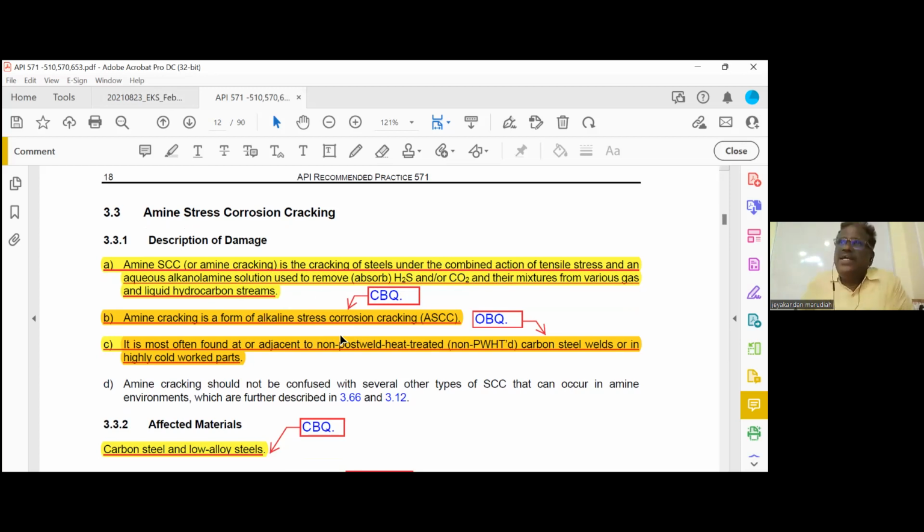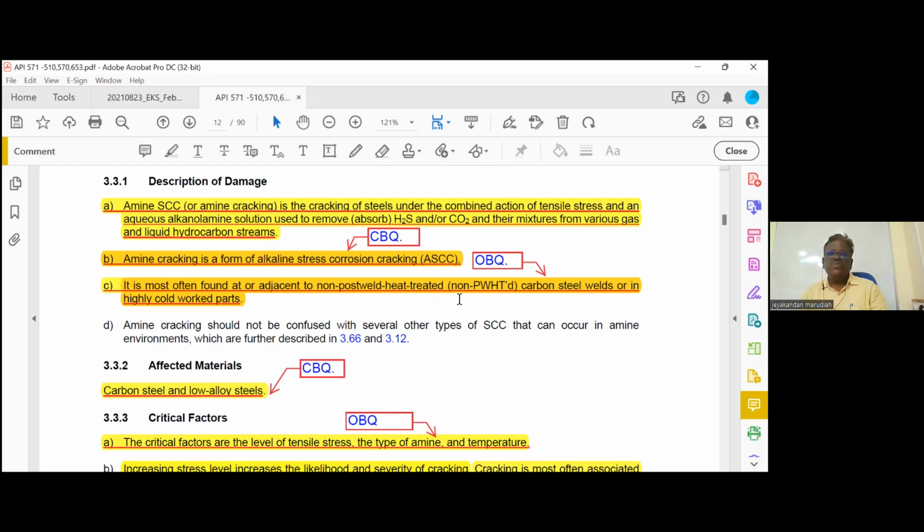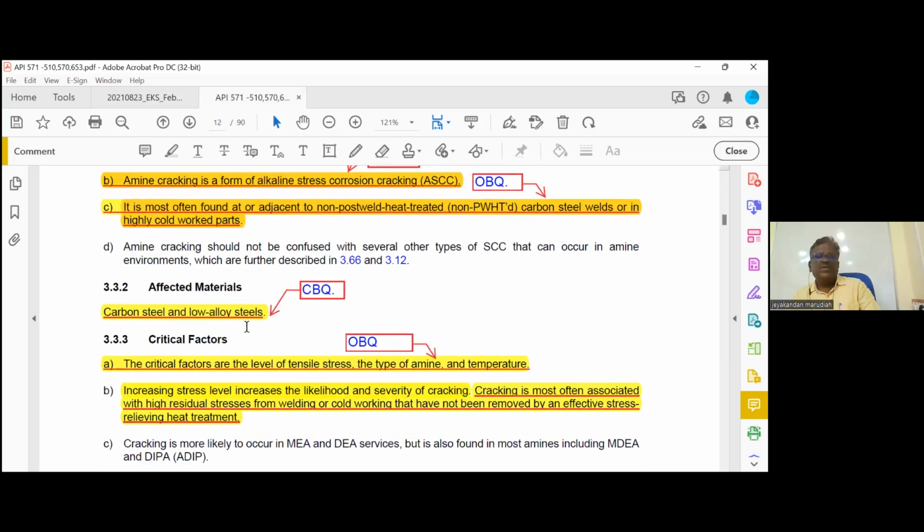So, what is meant by alkaline? What is the pH of water? 7. Above 7, we call it alkaline, 7 to 8 to 14. Below 7, 1 to 7, we call it acidic. ASCC means alkaline stress corrosion cracking. See, amine is alkaline, caustic is alkaline, chloride is acidic. It is most often found adjacent to non-PWHT carbon steel welds and highly cold worked parts. That is also important. Affected materials: carbon steel and low alloy steel. That is a closed book question.